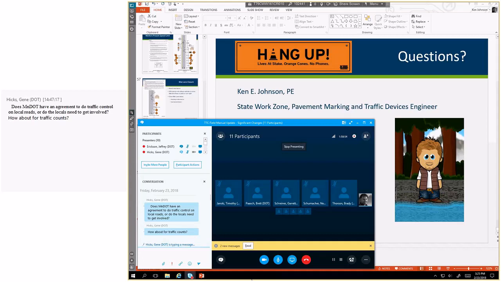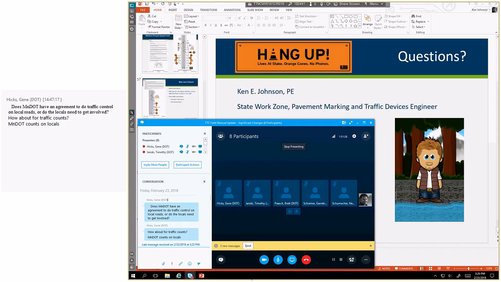How about for traffic counts? It depends on who's doing the traffic counts for that. I'm not sure. I don't know who's responsible for traffic counts on the local road systems. I guess it would depend on the agency that's doing the traffic counts, or whoever is applying for the permit to do work on specific things or on specific roads. They're the ones who are responsible for providing the traffic counts.